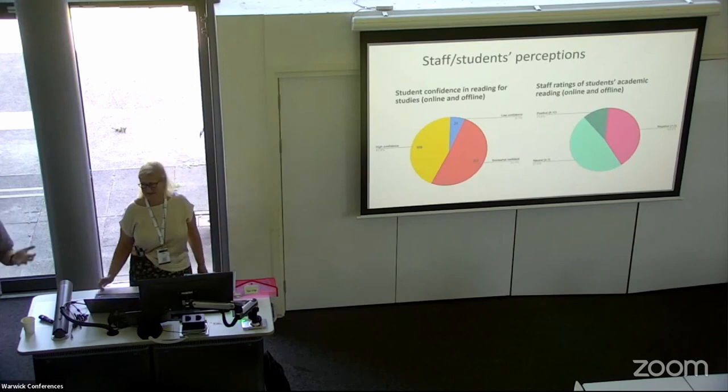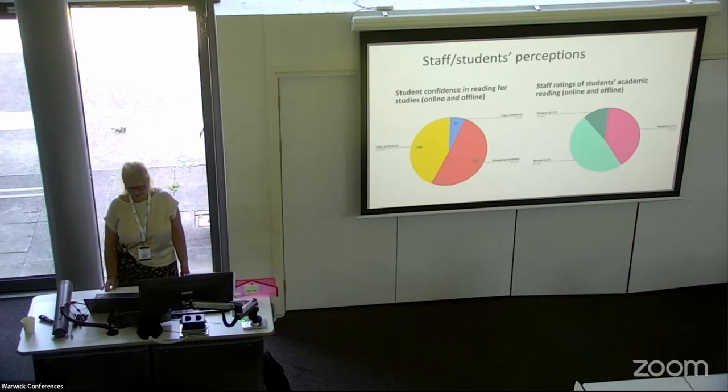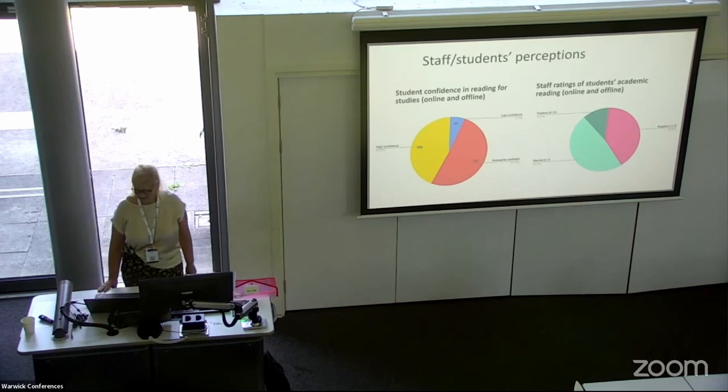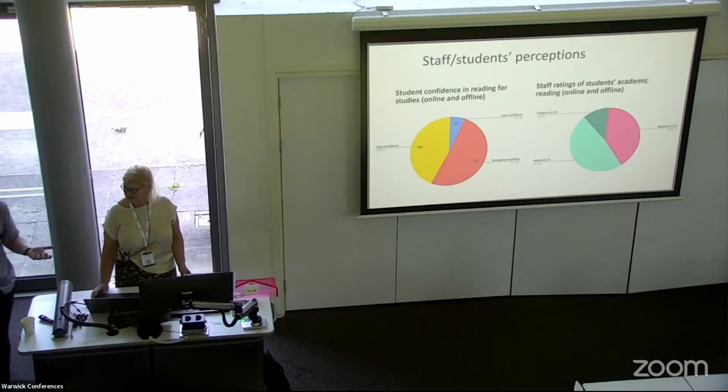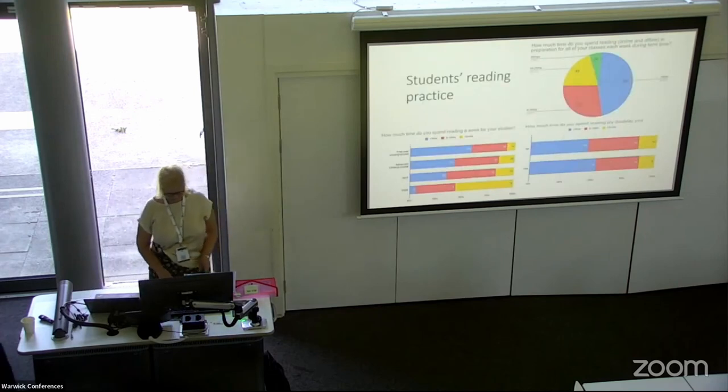There's another disjunction between staff's ratings of how good students are at reading online, not very good, or okay but not particularly great, and how students rate their reading. They're pretty confident in general, medium to confident on the ratings that we looked at. So again, there's a clear disjunction there. Staff think students aren't particularly good. Students think they're pretty good. So we need to think about that. These divergences are some of the things that we're digging at through the process of the research.